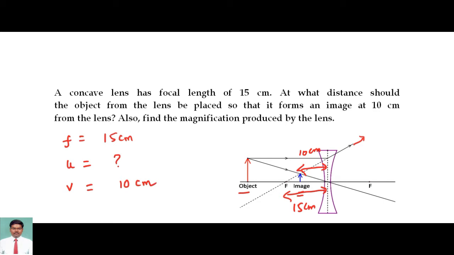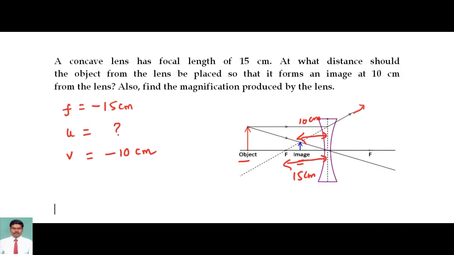Now we try to apply the Cartesian sign convention for f and v. We always allow the light to pass from left to right, and we are measuring the distance from the pole to the f, that is to the left side. Any distance measured to the left side of the pole is taken as negative, and similarly the image is also located on the left side, so I am writing another minus here.